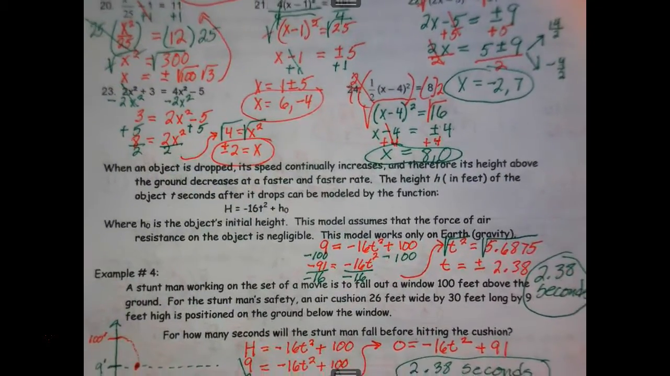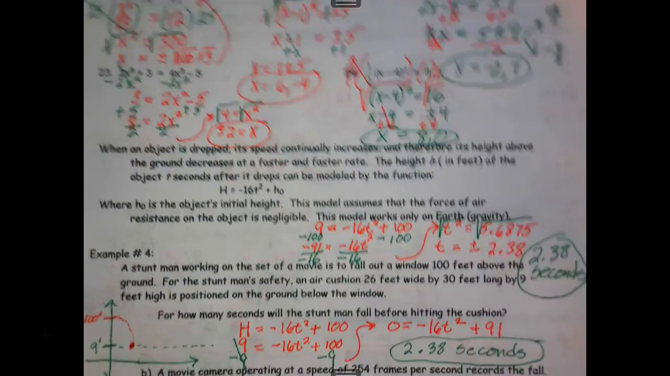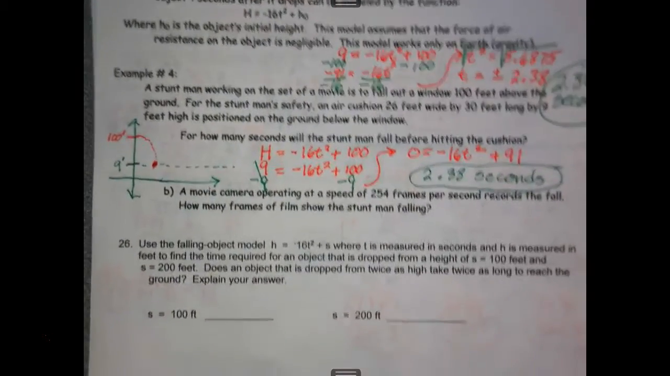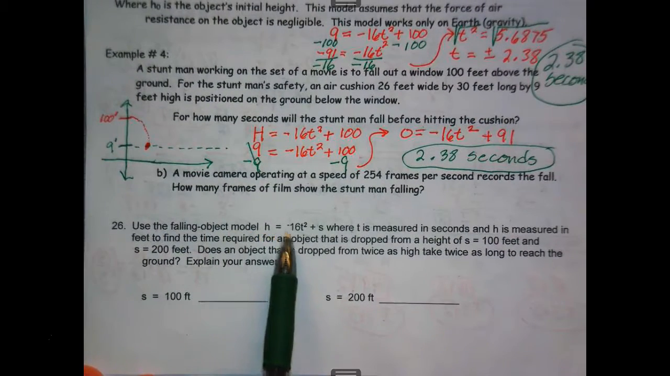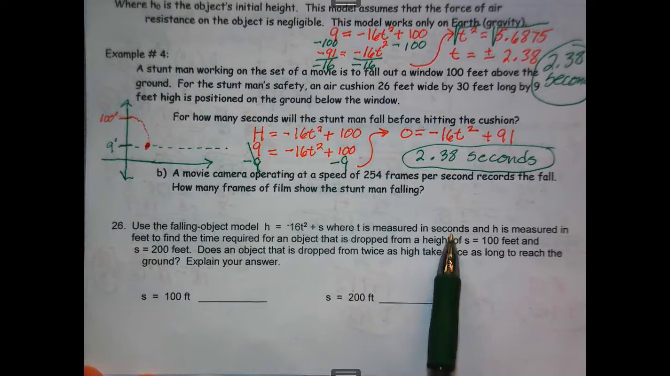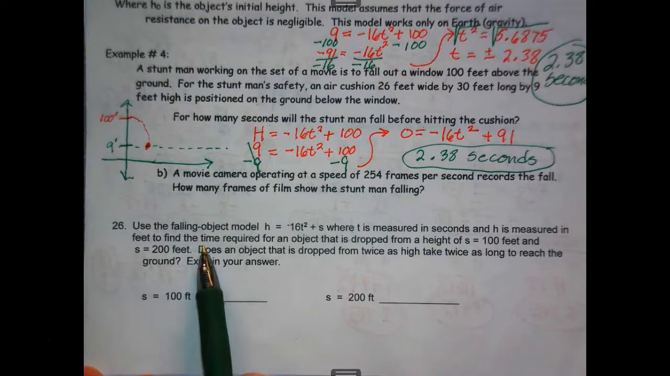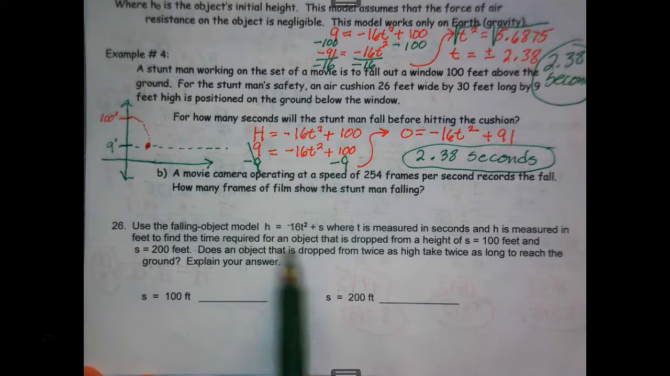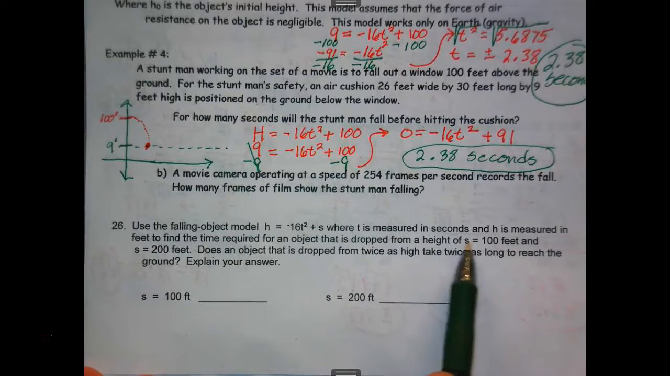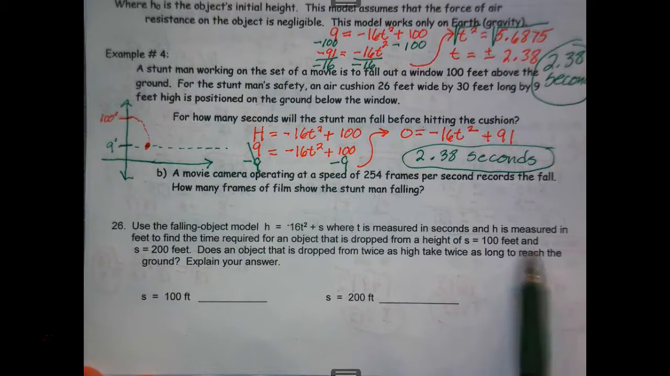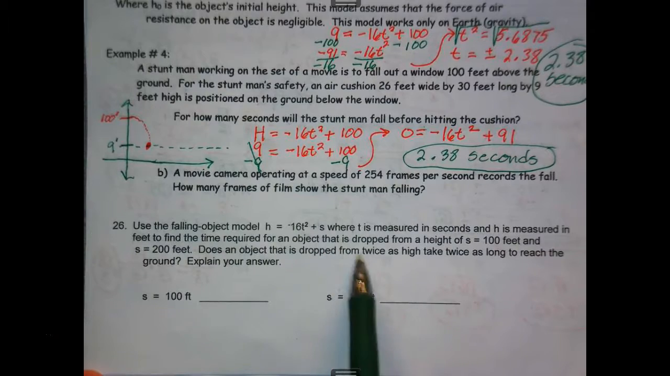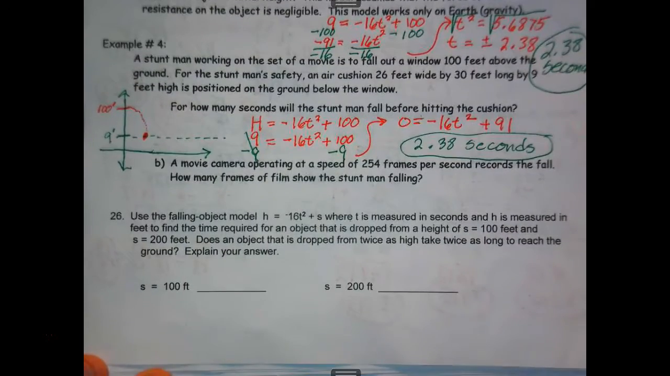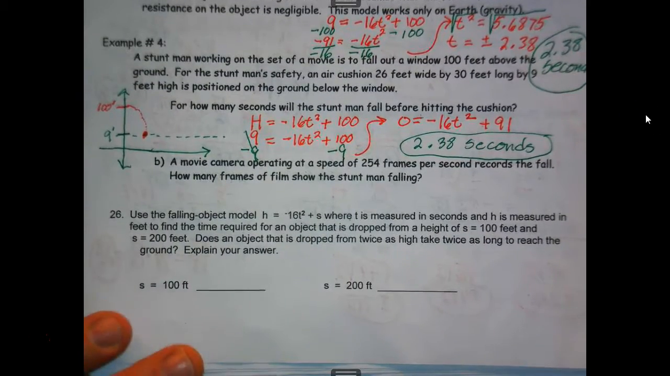And number 26. Using the following object model, h equals negative 16t squared plus s, where t is measured in seconds and h is measured in feet, find the time required for an object that is dropped from a height of s equals 100 feet and s equals 200 feet. Does an object that's dropped from twice as high take twice as long to reach the ground? Explain your answer.